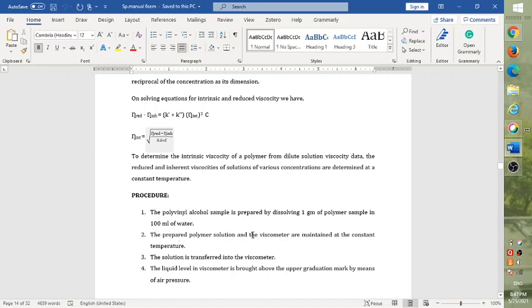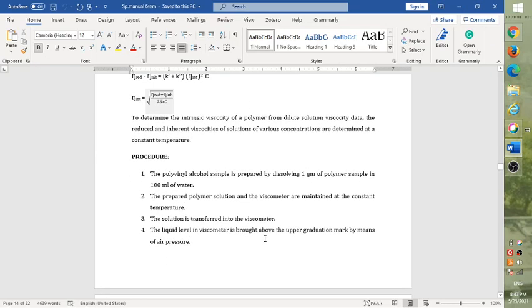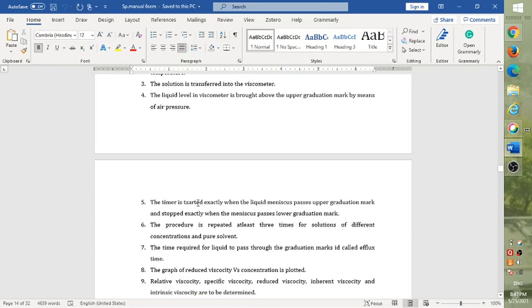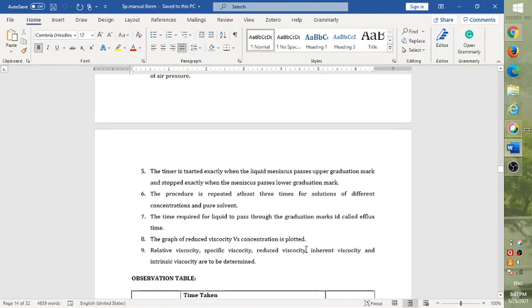The prepared polymer solution and the viscometer are maintained at constant temperature. The solution is transferred into the viscometer. The liquid level in the viscometer is brought above the upper graduation mark by means of air pressure. Like I said, from one mark to another mark, the time is started exactly when the liquid meniscus passes the upper graduation mark and stopped exactly when the meniscus passes the lower graduation mark. The procedure is repeated at least 3 times for solutions of different concentrations and the pure solvent. The time required for the liquid to pass through the graduation marks is called efflux time.